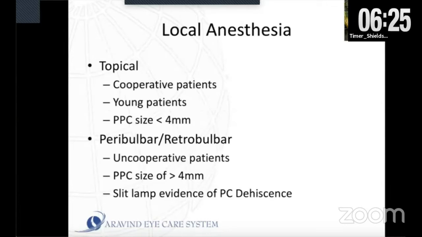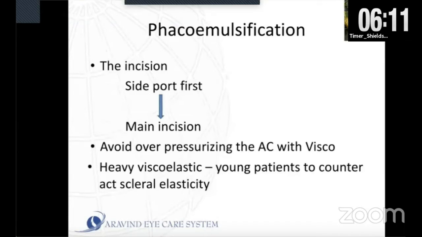We do subtenons in anybody where we have seen a dehiscence on anterior segment OCT or on a slit lamp, or if the PPC is greater than 4 millimeters. If it is less and we don't see any dehiscence on ASOCT, then we prefer a topical anesthesia. When you're doing a phaco, I think it's good to do the side port incision, gentle decompression done before making the main port, and avoid over-pressurizing the anterior chamber at any stage, and try to use a heavy viscoelastic, especially in young patients, to counteract the scleral elasticity.